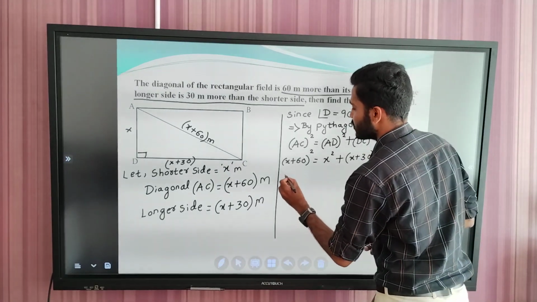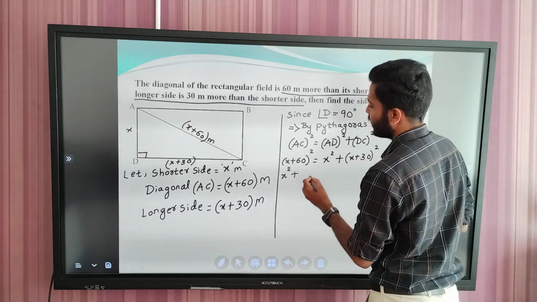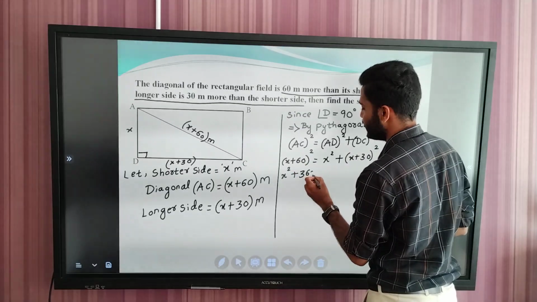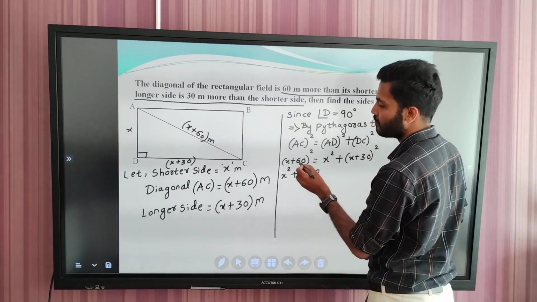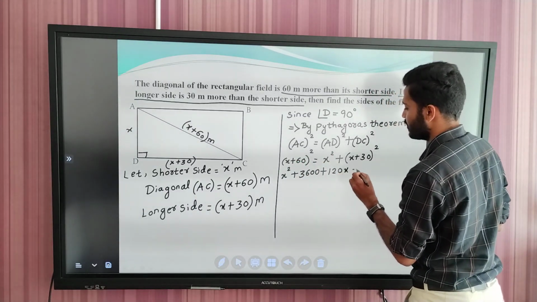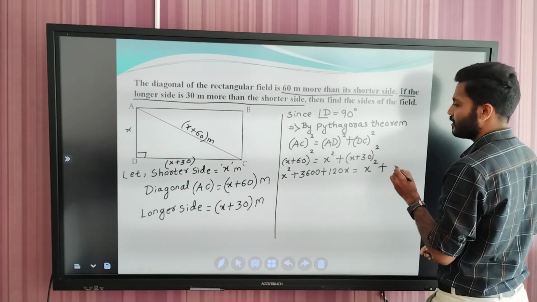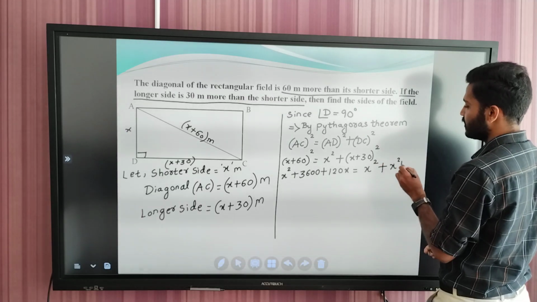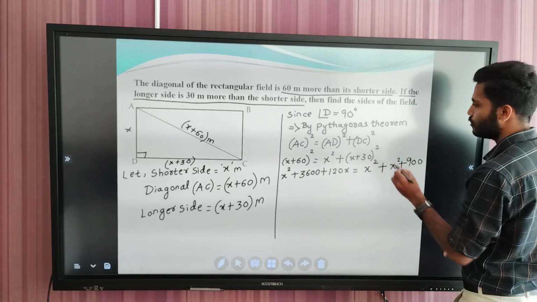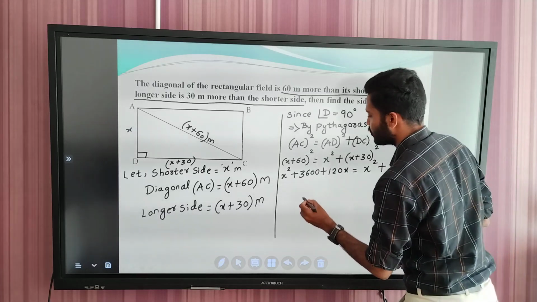So let us try and simplify this, my dear students. x square, this is a plus b the whole square, expanded: x square plus a square plus b square. 60 square is 3600. Then 2ab, 2 into x into 60, plus 120x is equal to x square as it is, plus 30 square is 900, then 2ab, 2 into x into 30, that is 60x. Okay, so now it's just about simplification.